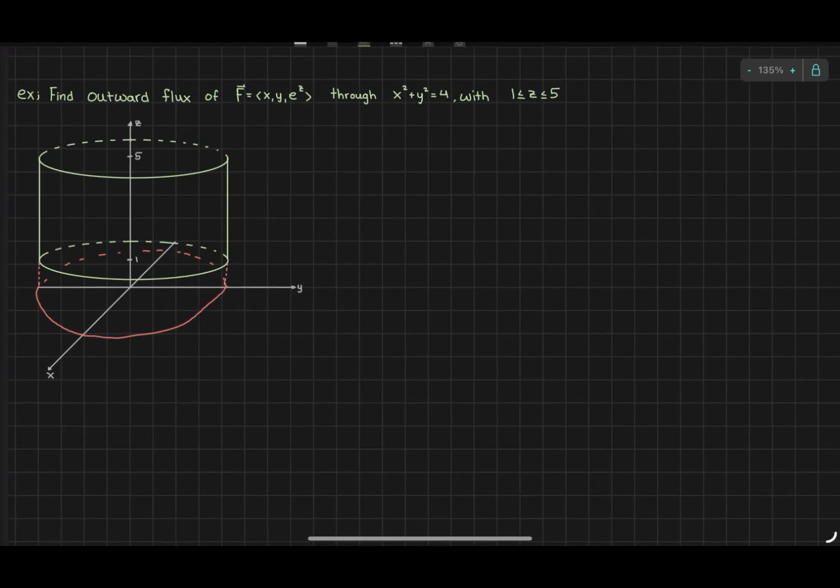In our next example, we are asked to find the outward flux of our vector field x, y, e to the z through x squared plus y squared is equal to 4, with 1 less than or equal to z less than or equal to 5.